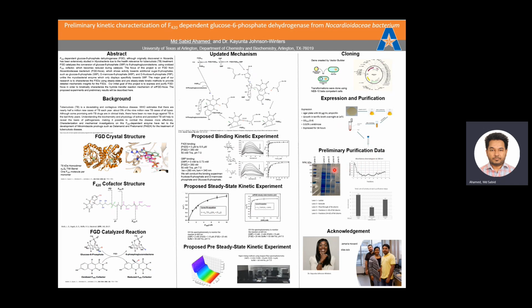And then I ran a 12% SDS-PAGE gel. You are seeing that I got a band at 56 kilodalton, which is my molecular weight. So I almost purified the protein, but it's still a work in progress. I'm trying to figure out which condition is good for me. So I'm trying to optimize those conditions.